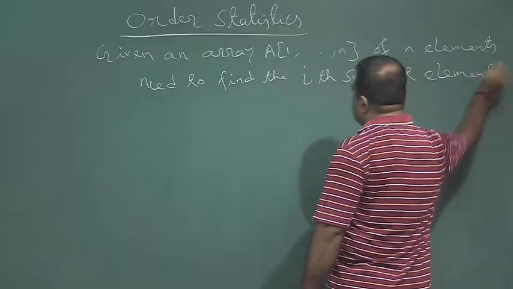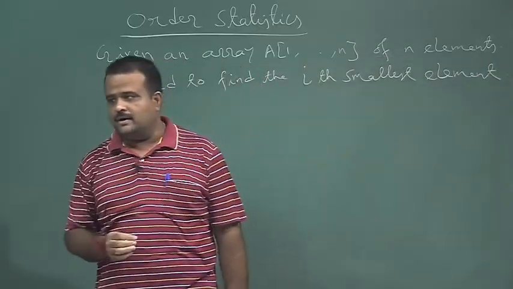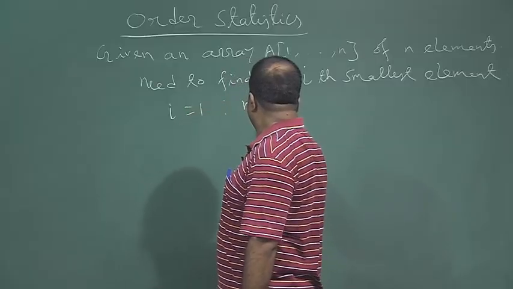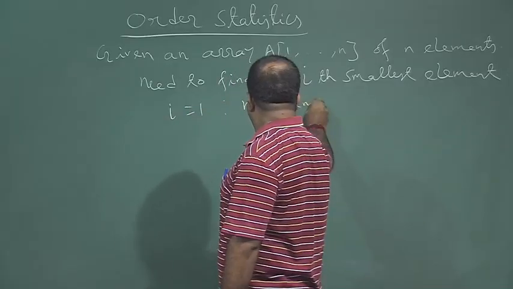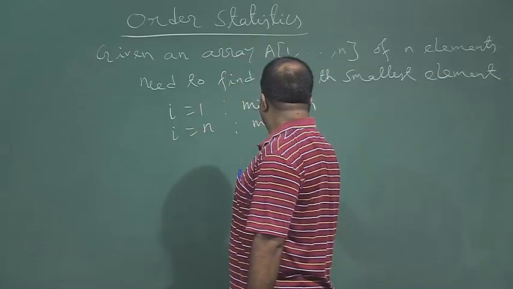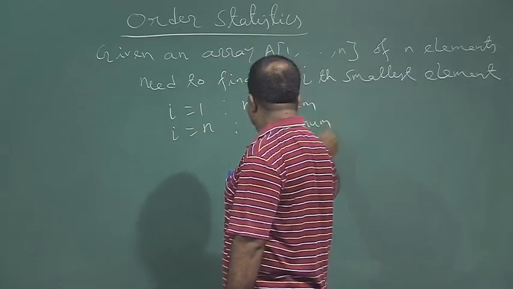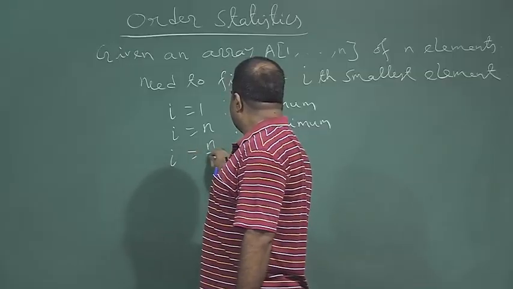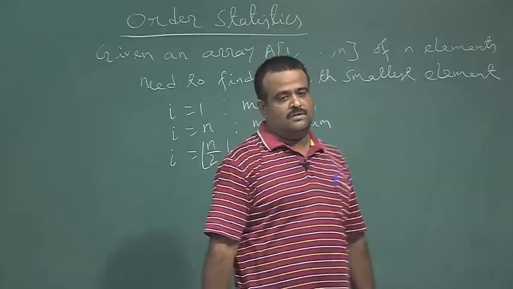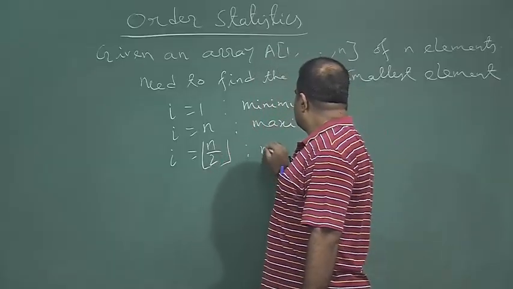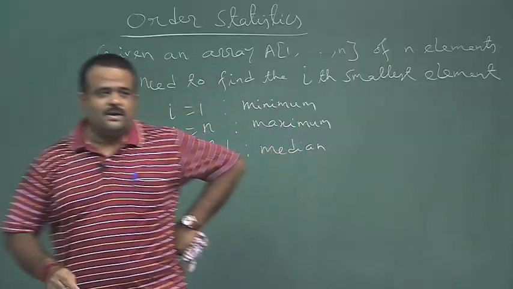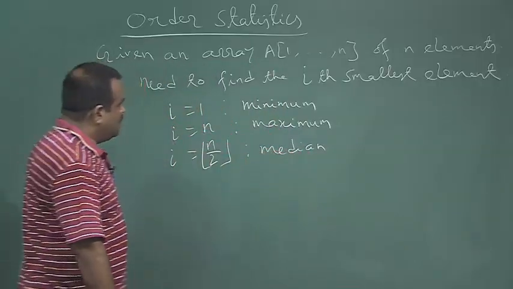So, if i is equal to 1, this is the minimum, and for i is equal to n, this is the maximum, and for i is equal to n by 2, I mean either the lower ceiling or upper ceiling, since n need not always be an even number, this is called the median. So, this is our problem: how to find the ith smallest element from a given array.